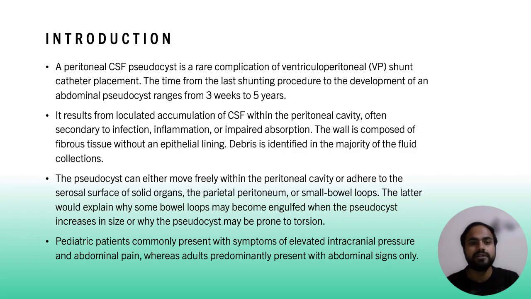Introduction: A peritoneal CSF pseudocyst is a rare complication of VP shunt catheter placement. The time from the last shunting procedure to the development of an abdominal pseudocyst ranges from 3 weeks to 5 years. It results from loculated accumulation of CSF within the peritoneal cavity, often secondary to infection, inflammation, or impaired absorption. The wall is composed of fibrous tissue without an epithelial lining. Debris is identified in the majority of the fluid collection.